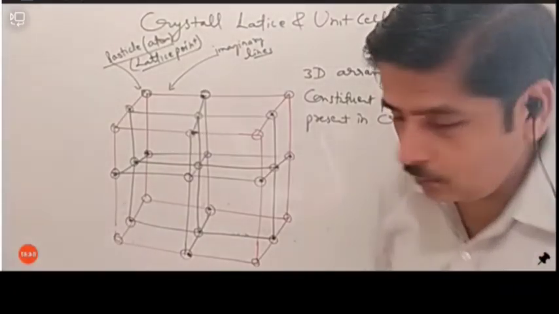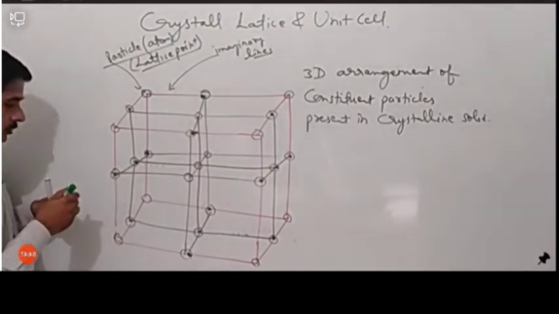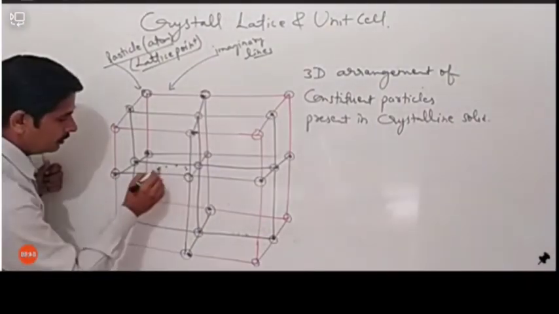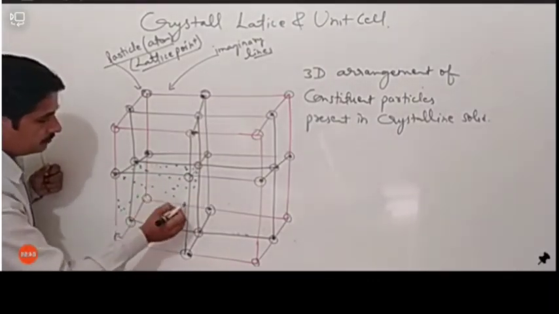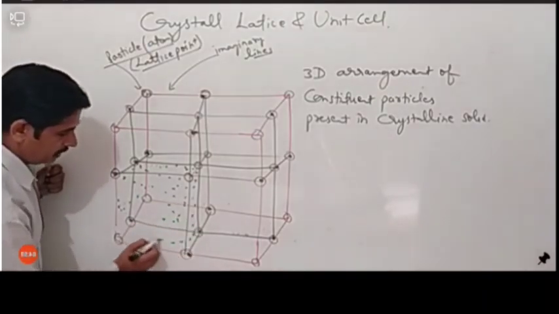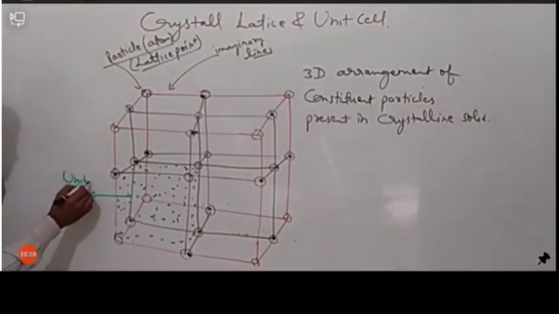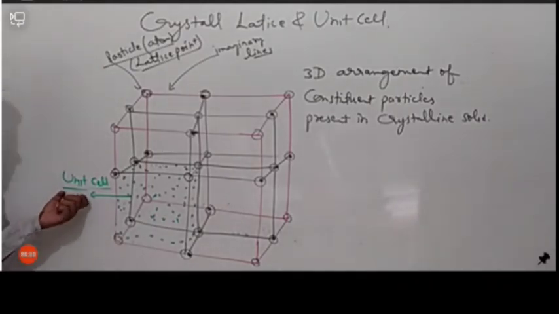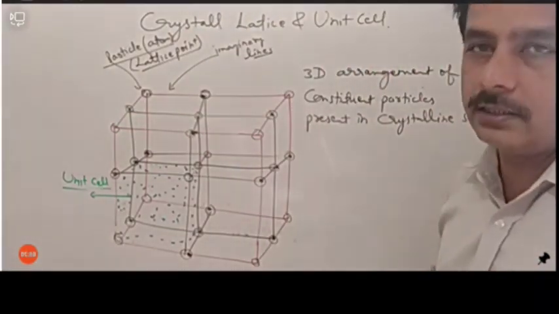Now what I am going to do, I am just marking a unit cell into it. Let's see, unit cell. This is the unit cell, the shaded area. The shaded region you can see is the unit cell. This is one of the unit cells. So we can define unit cell as well. What is unit cell? Unit cell, we can say, is the unit of crystal lattice which when repeated in different directions forms a crystal lattice again.